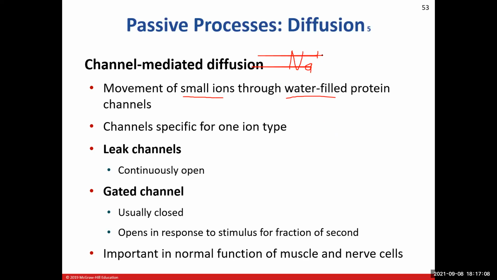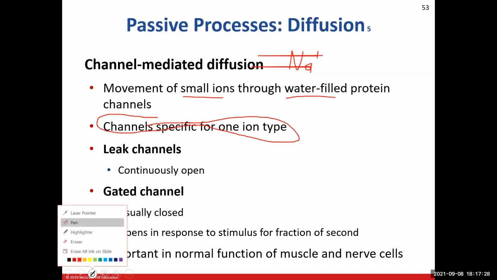Now, sodium is in high concentration outside the cell. It's in low concentration inside the cell. So it wants to move from the outside the cell towards the inside the cell. So it's going to use the channels to help with that. An important fact that you need to know is that these channels are specific for one type of ion.